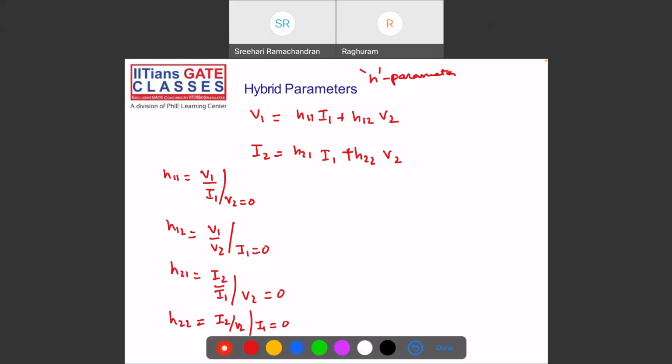So what is this called? Voltage zero is a short circuit condition. So H11 is the short circuit input impedance. With V2 0 again, I2 by I1 is current gain. Gain, output by input, is generally gain. So this is the short circuit current gain, or forward current gain.